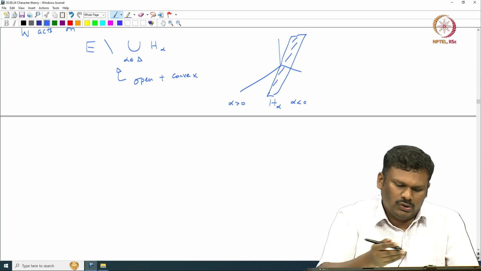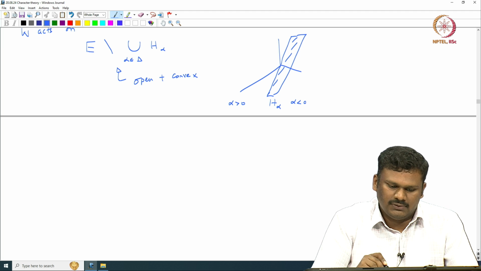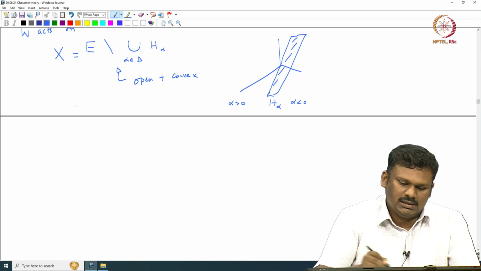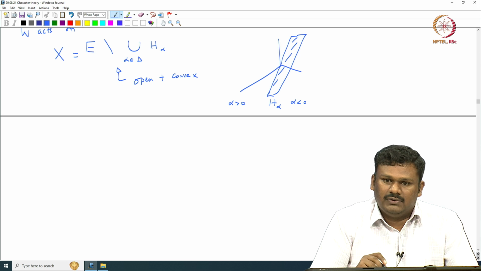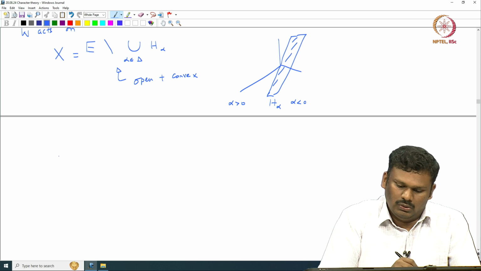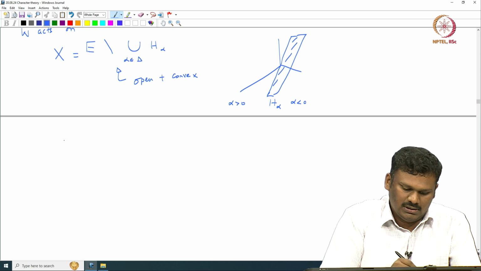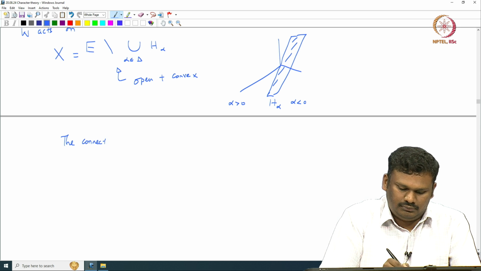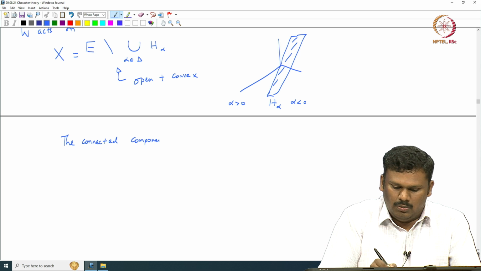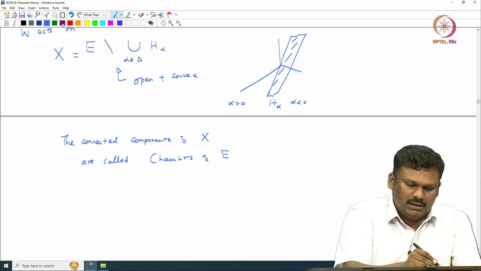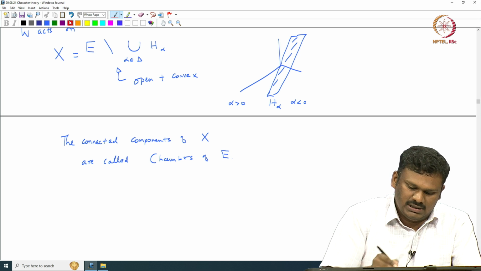So here you have an open set which is convex, which can be written as a union of connected components. Since this set, let us call it capital X, is itself convex, the connected components of this will also be convex. Those connected components will be called chambers. The connected components of this X are called chambers of E. We are interested in understanding the Weyl group action on these chambers.